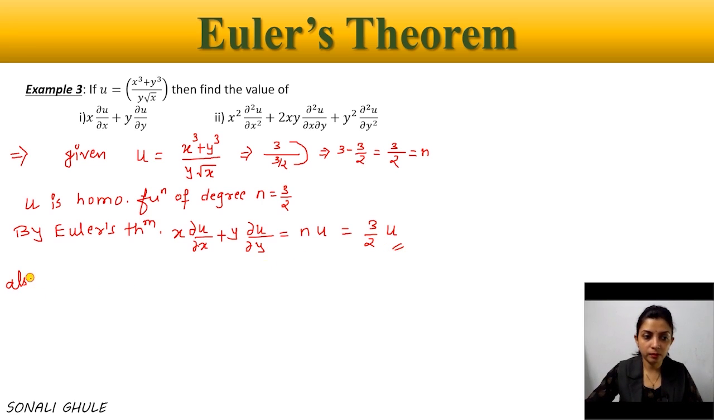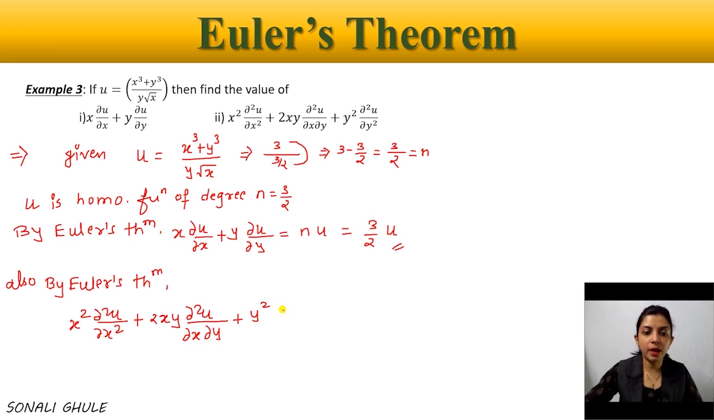Also, by deduction of Euler's theorem, I can write the value for the second order relation. What is it? x square dou 2u upon dou x square plus 2xy dou 2u upon dou x dou y plus y square dou 2u upon dou y square is equal to n into n minus 1 into u.